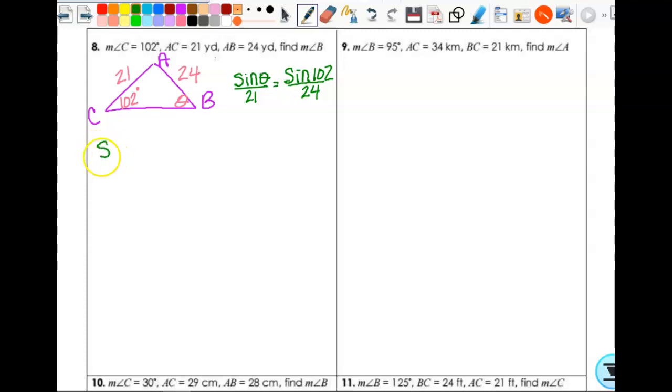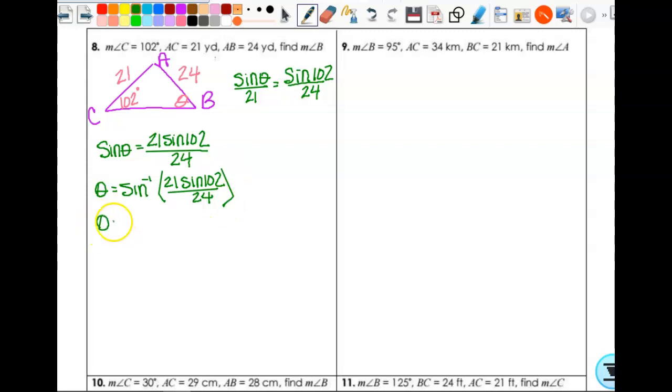Multiply both sides by 21. So sine of theta equals 21 times the sine of 102 over 24. So theta equals sine inverse of 21 times the sine of 102 over 24. Okay. Then find your angles.